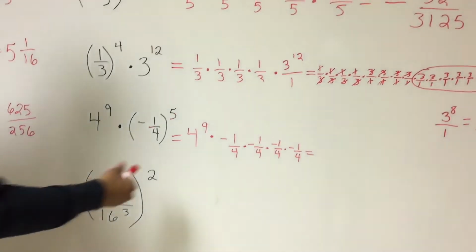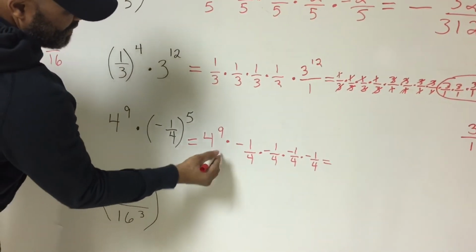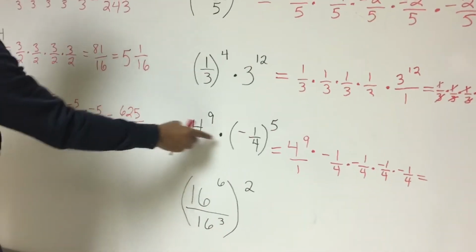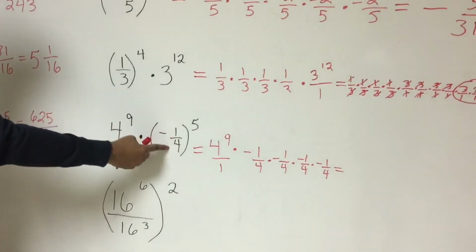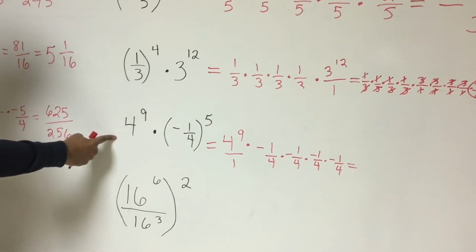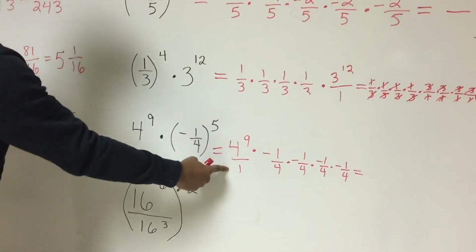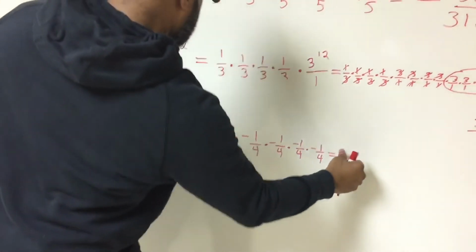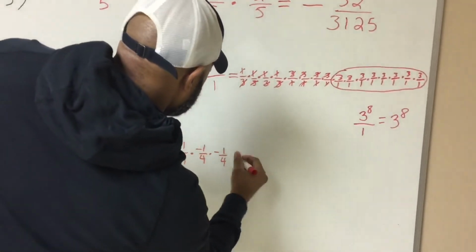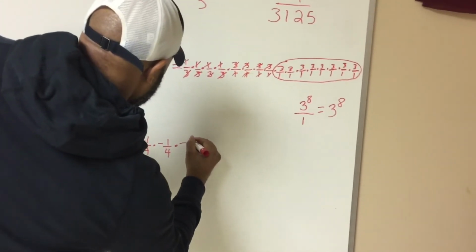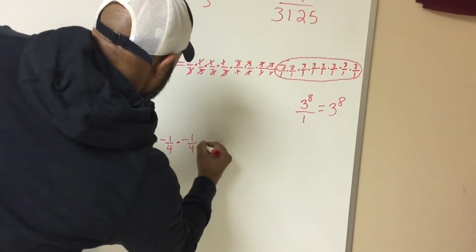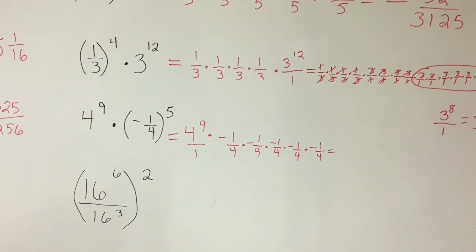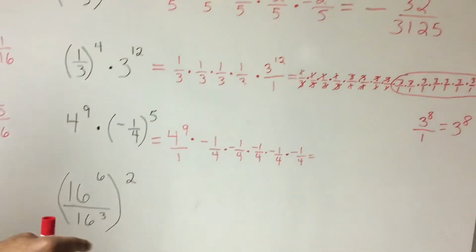So technically, I'm going to put this over 1, because the 4 here is a whole number. That's not a fraction. This is a fraction, numerator, denominator. This is not. So you can always put these over 1. That's what I did over here. I took this, wrote it down 5 times. No, I didn't. 1, 2, 3, 4. I only wrote it down 4 times. I'm missing 1. Times negative 1 fourth. Now we're in business.